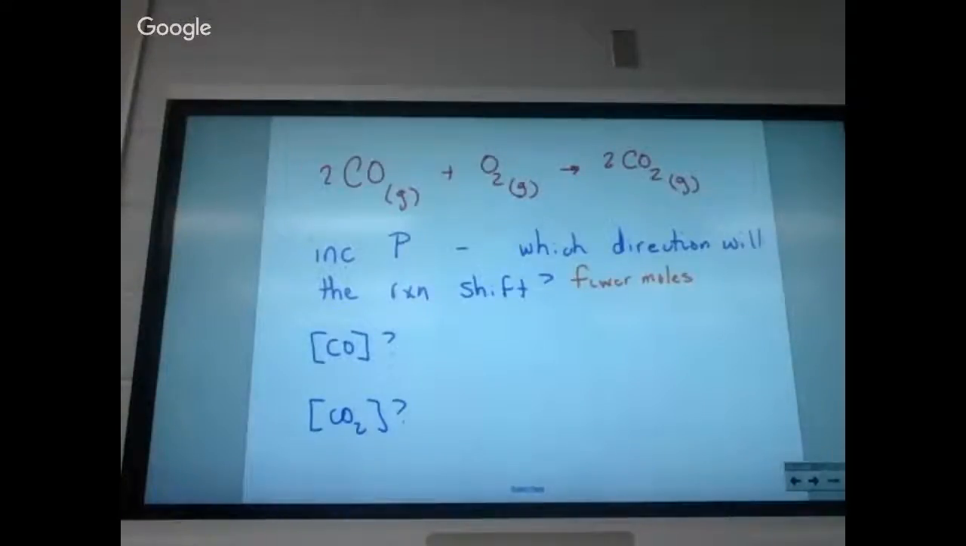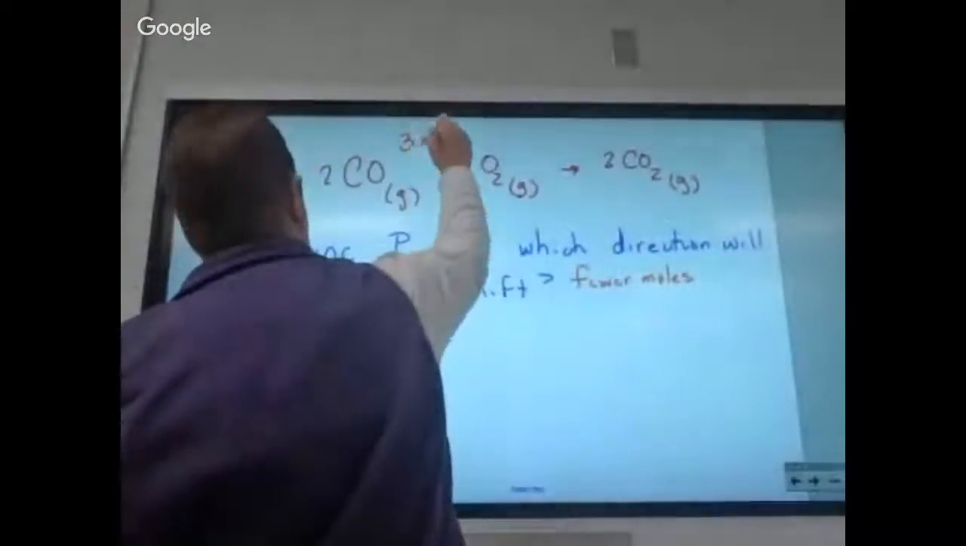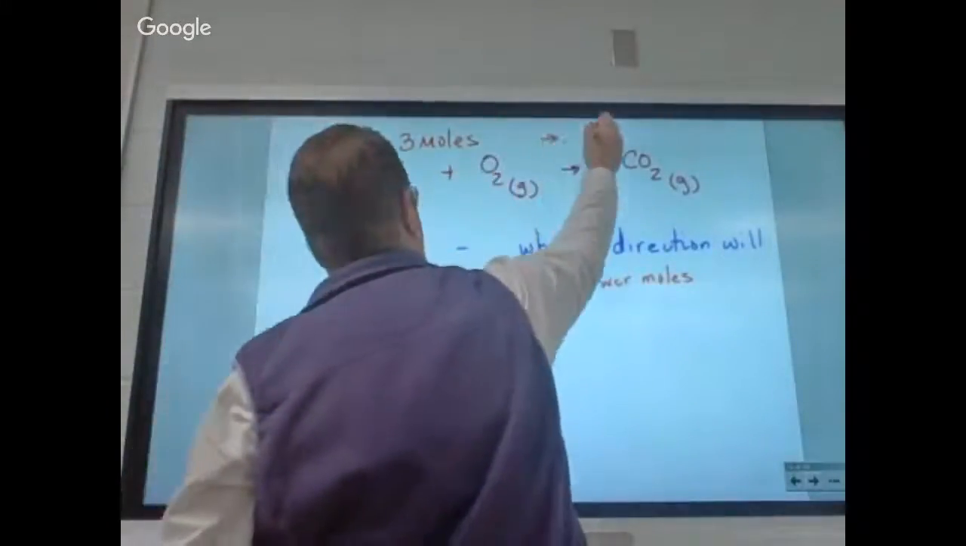how many moles are on the left side of the reaction? And all of this is analysis. These are upper level thinking skills. You got to stop and calculate and think through the problem. So how many moles are on the left? There are 3 moles on the left. How many moles are on the right?